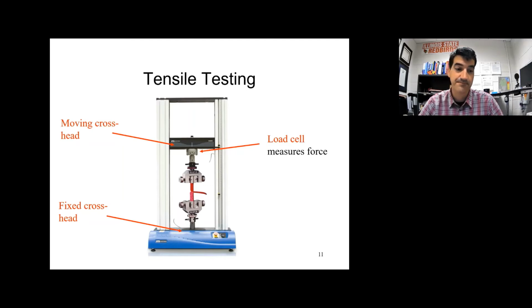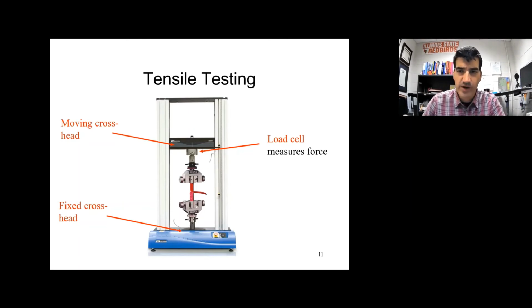We paid about $75,000 for it, but we got an academic discount. We got about half price. So normally it's more like $150,000. So it's a nice piece of equipment.